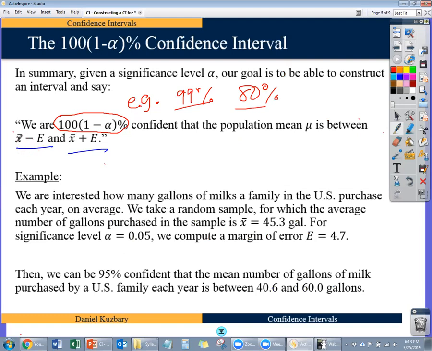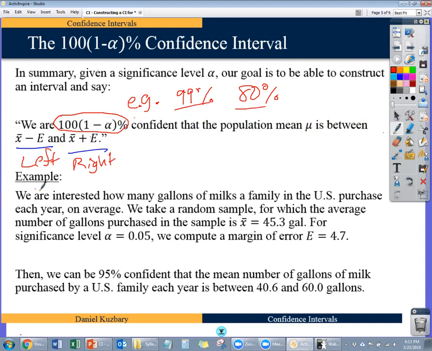Once you find the X bar and the margin of error, then you have a left endpoint and a right endpoint, and you can say that I'm 99% confident that the population mean mu is between this and that. So this is just a general shell. Our goal is to be able to say, to a certain level, I'm confident that the mean is in my confidence interval.